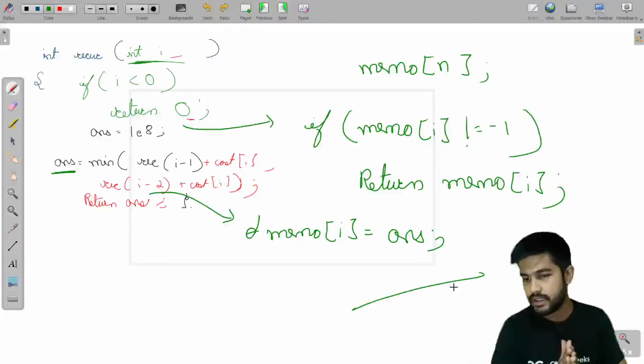Am I clear with this or not? I tried to make it as simple as I can.